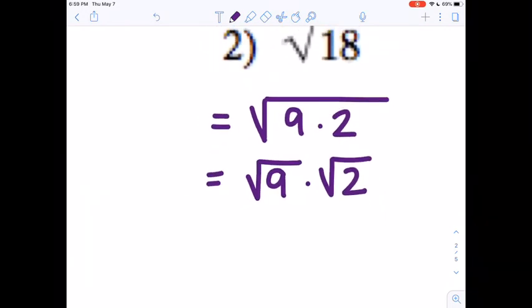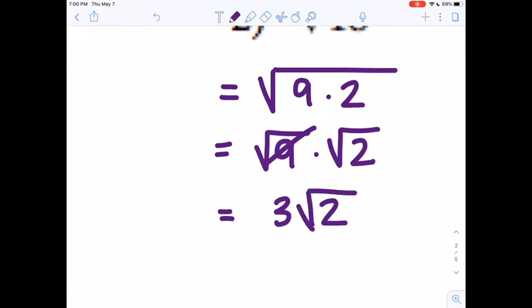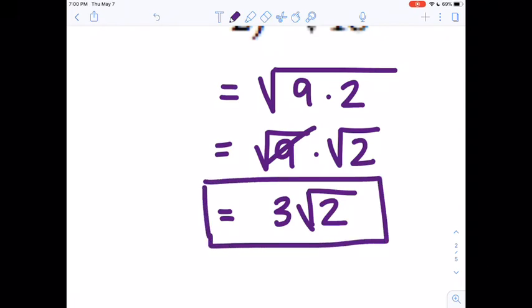You could write it this way because 9 times 2 is the same exact thing as 18, but I know I could take the square root of 9, that's 3, and I cannot take the square root of 2 because that's not a perfect square, so I'm going to leave it as the square root of 2. Okay, 2 is not a perfect square, contrary to what some people might think. Okay, so this is your final answer. So the square root of 18 is the same as saying 3 square root of 2.